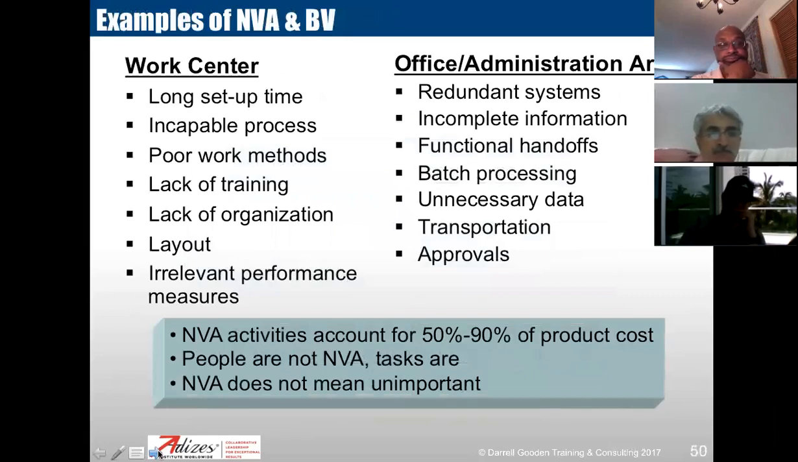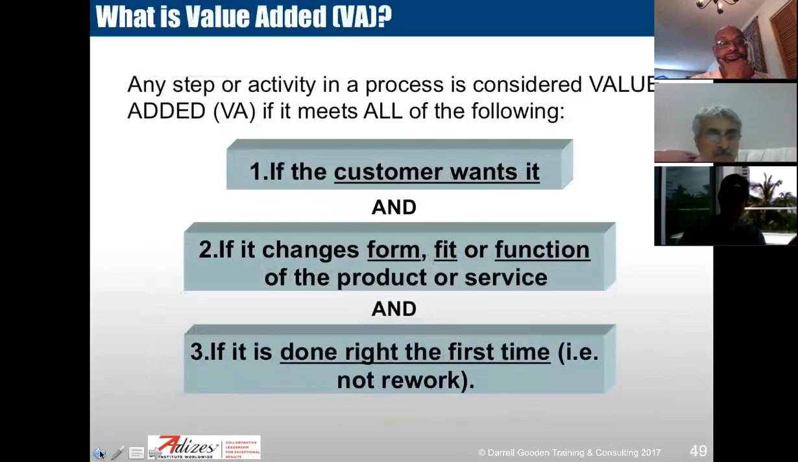Sorry, Daryl, could you go back just one slide? So on the second criteria, if it changes form, fit, or function of the product or service, could the cycle time also be included there or no? Well, cycle time is an indicator of how long it's actually taking you to do that work. So cycle time, you have to pay for cycle time to do the work. However, if you could reduce cycle time, it's a good thing. So cycle time is adjacent to the three criteria. So it's more of an output to any of these three criteria.